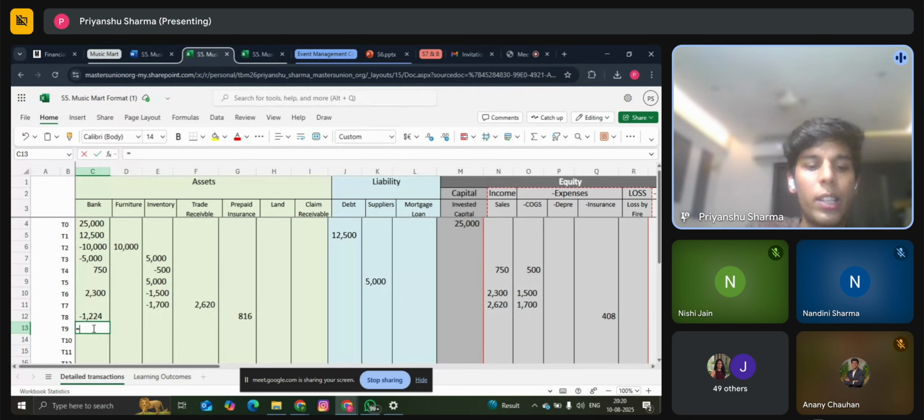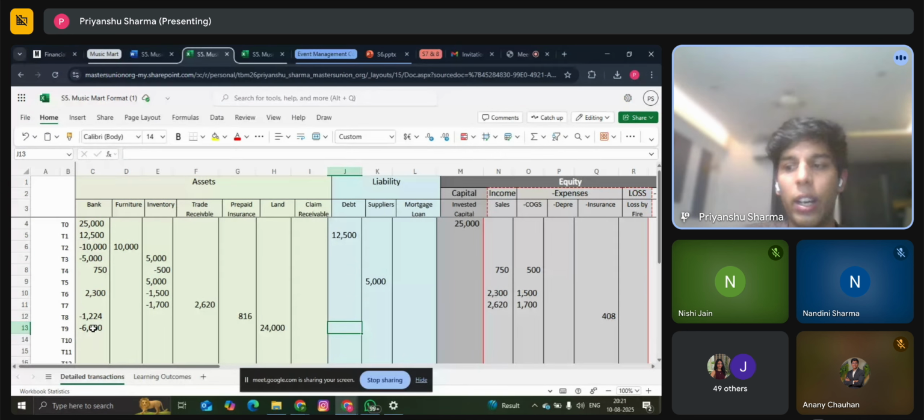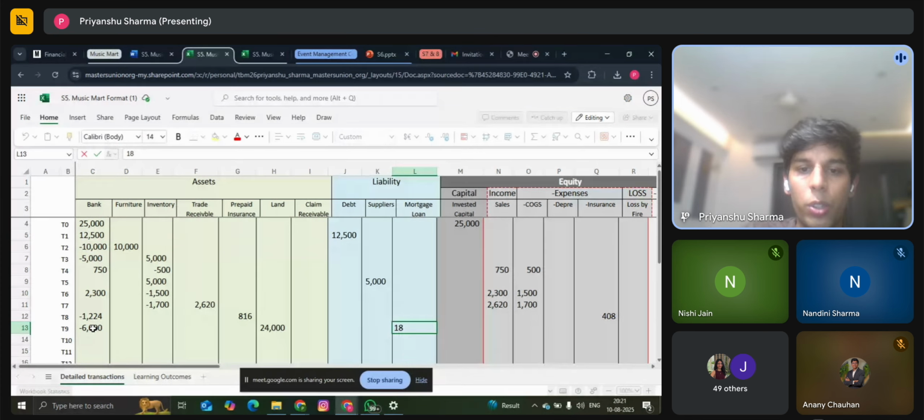Since we've only paid 6,000 in cash, we're gonna only receive negative 6,000 inside the bank column, and we've gotten assets worth 24,000. So I'm gonna write down 24,000 inside the land head. And since I've raised a debt of 18,000 that was to be taken for additionally, I'm gonna take down 18,000 in the mortgage loan side of the liability side.